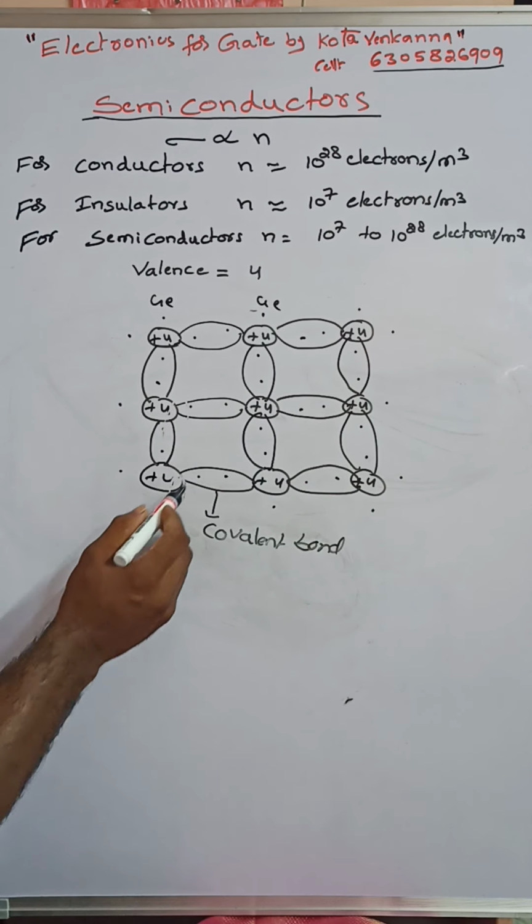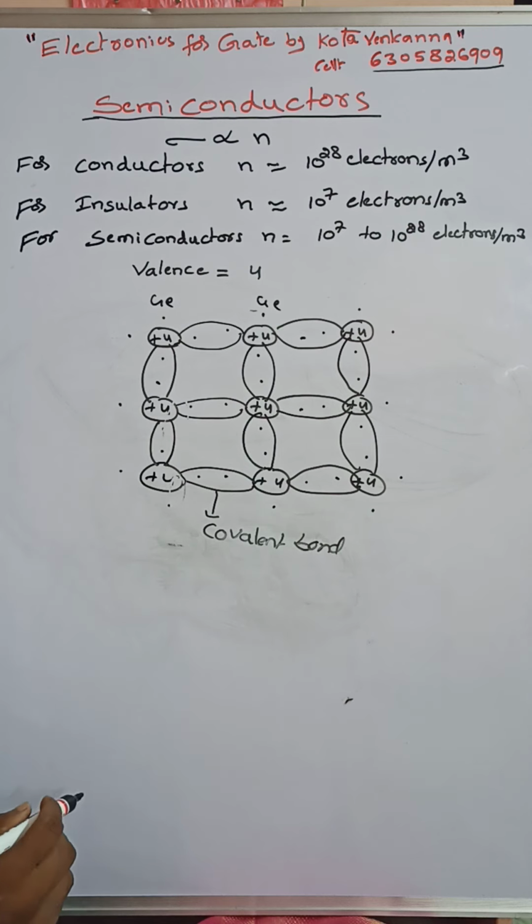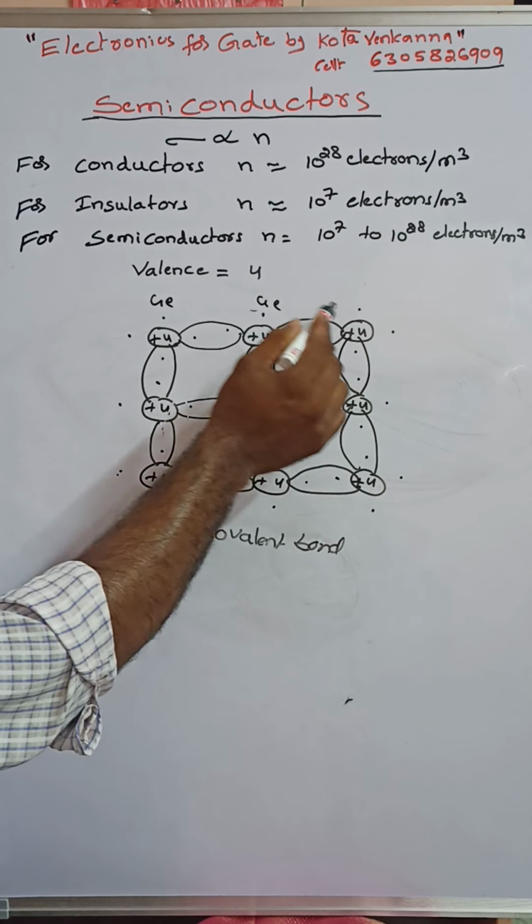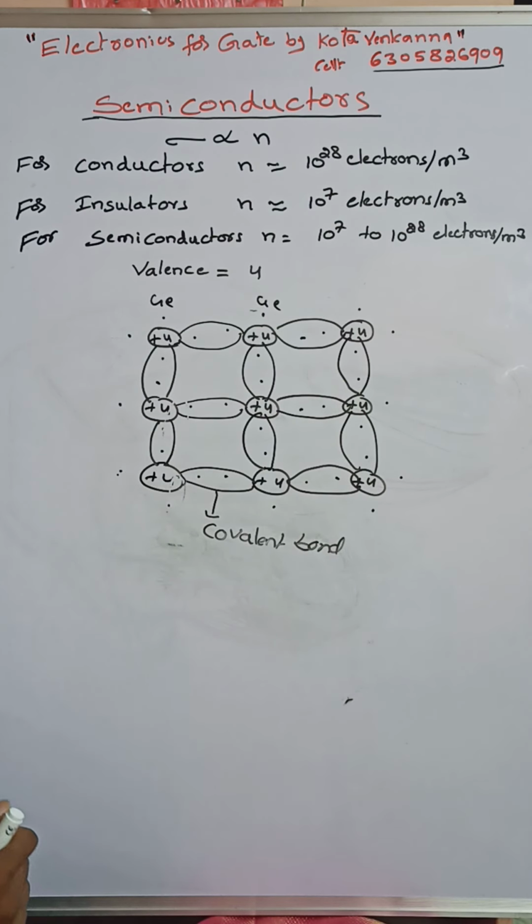Due to the covalent bond, the availability of free electrons is very low. So at 0 degree temperature the conductivity is 0, because conductivity is directly proportional to the concentration of free electrons, and here the availability of free electrons is very low. So that's why conductivity is 0.